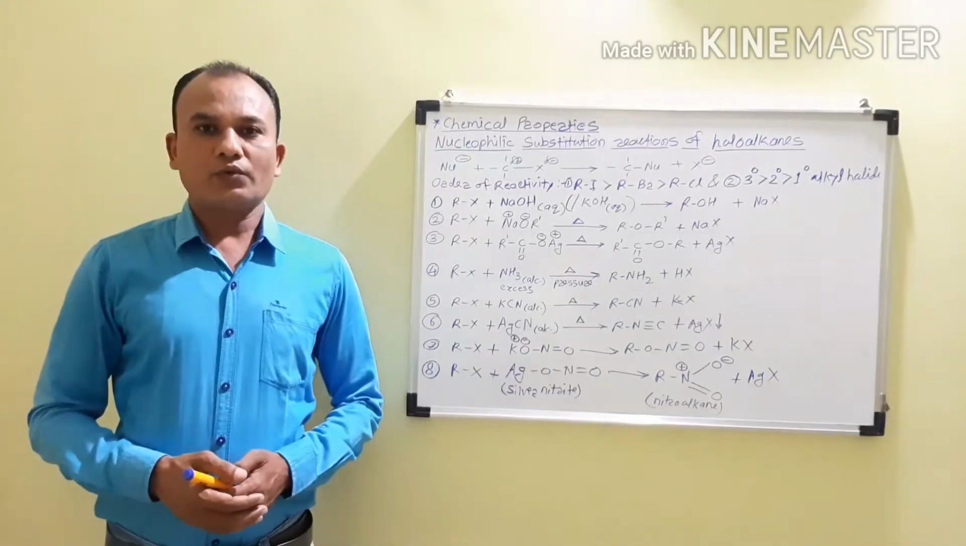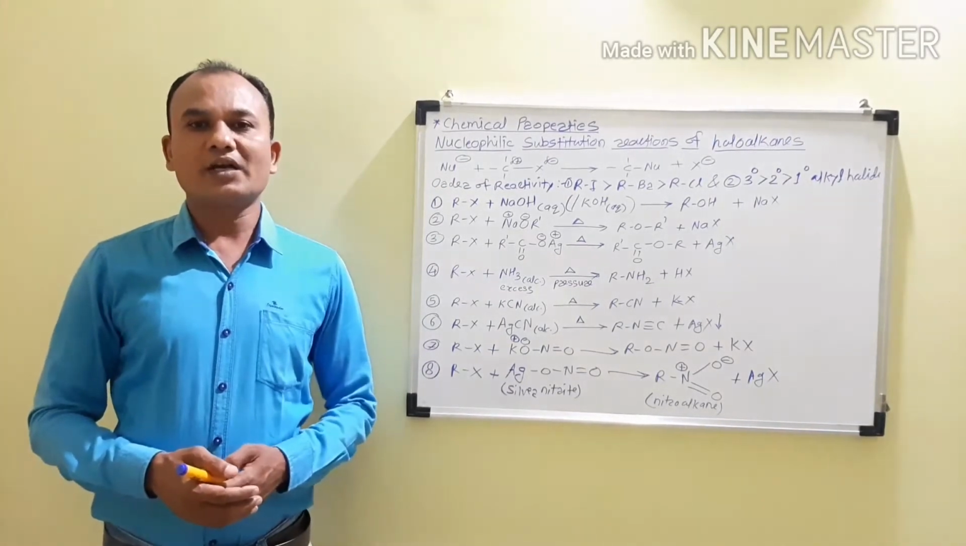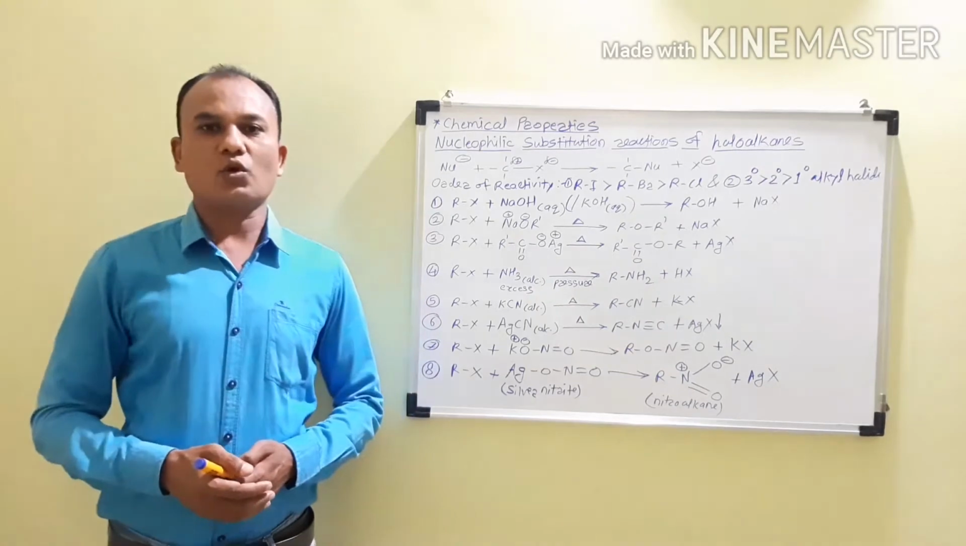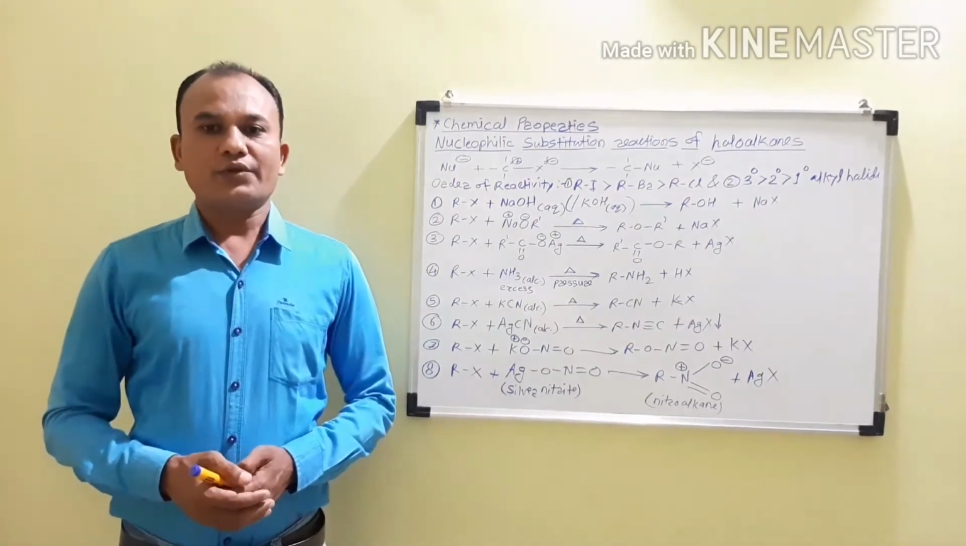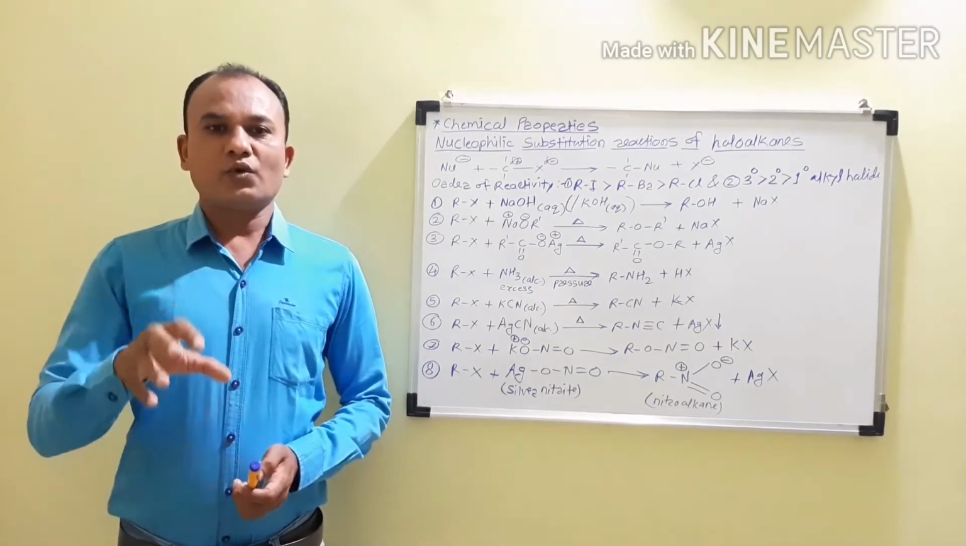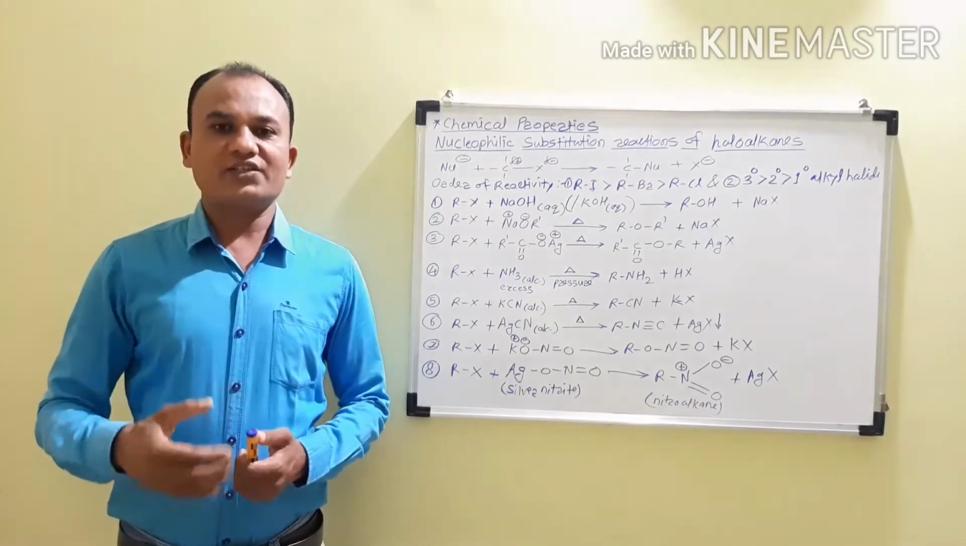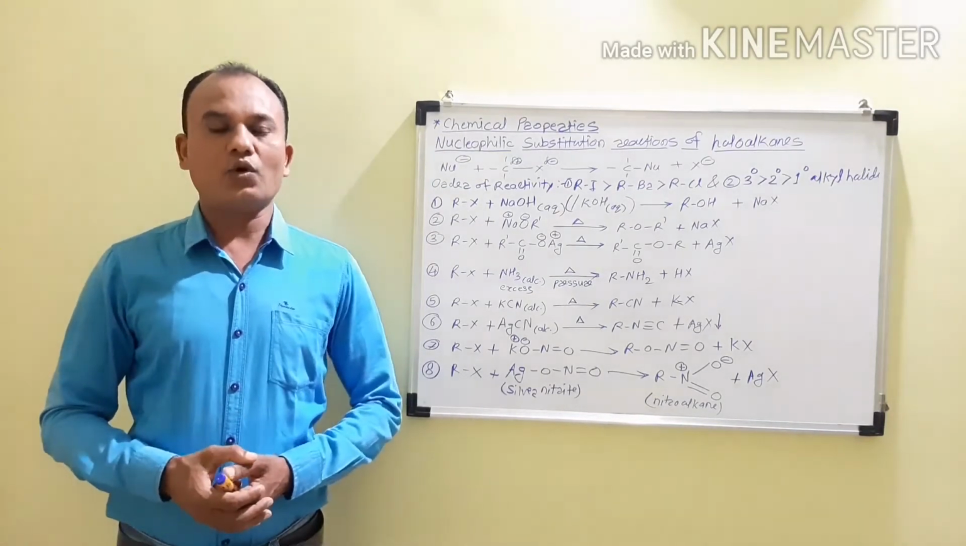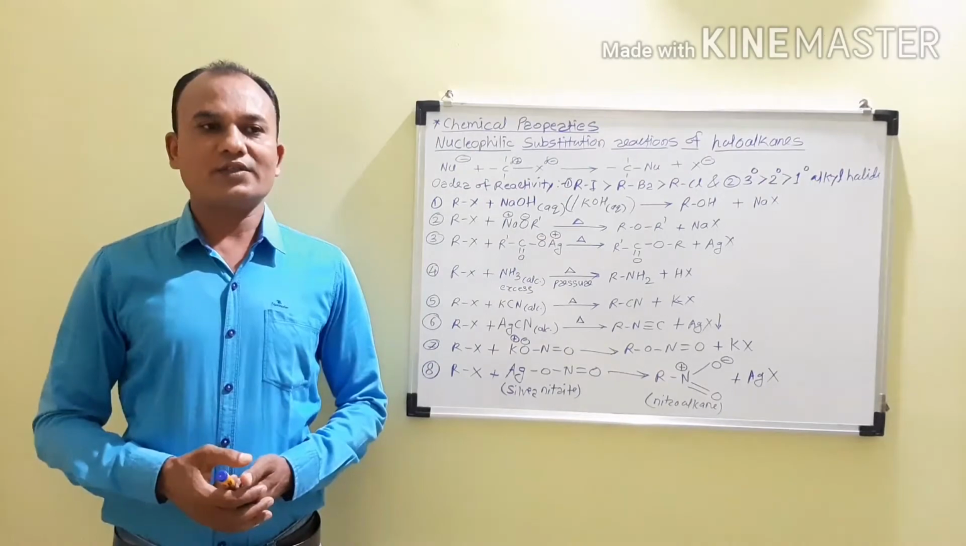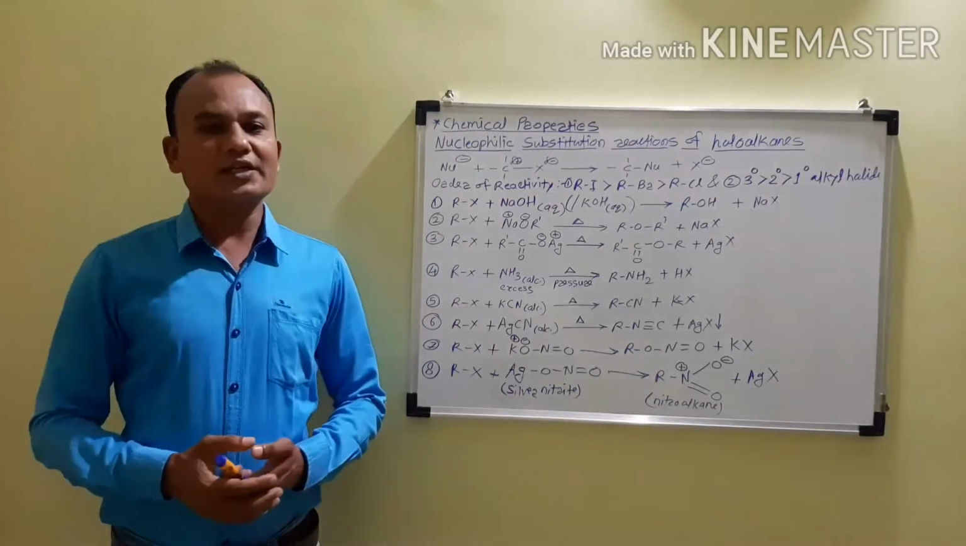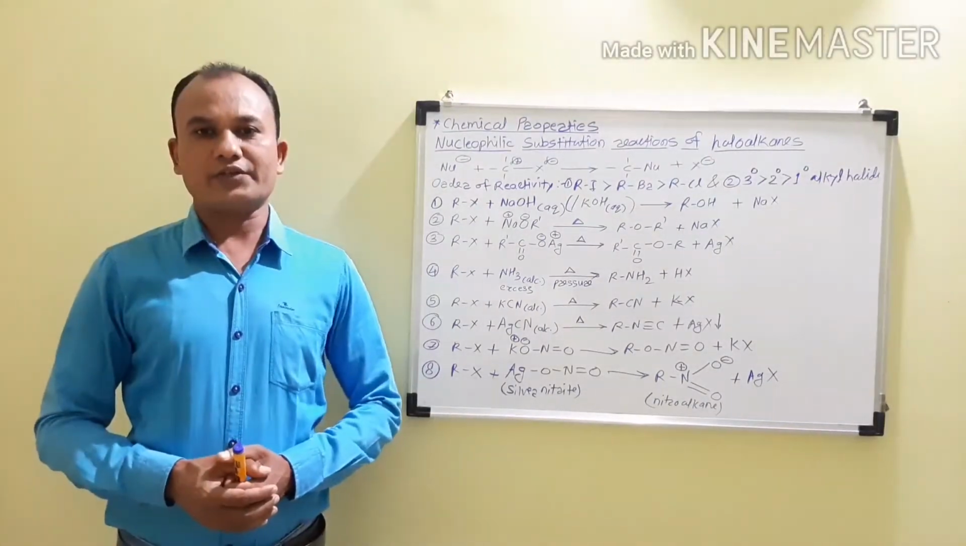In this video, we are to study the chemical properties of halogens or alkyl halides. So, it means we have to study what type of reactions are given by the alkyl halides or the halogens. The first type of reaction we are considering is the nucleophilic substitution reactions.